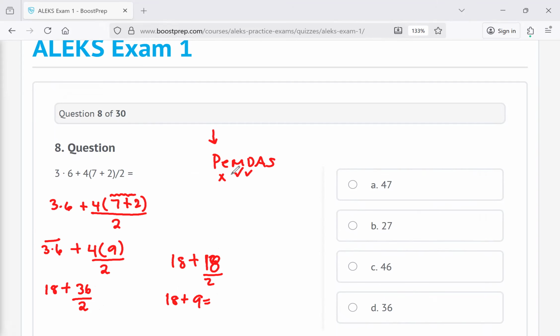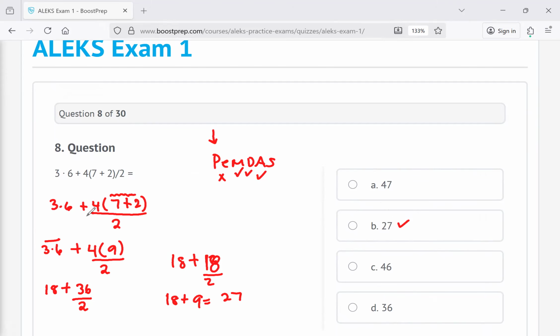And then the last one is addition, which we do. So 18 plus 9 is 27. Okay, so when you do these problems, just do what you haven't done, bring down what you haven't done, and just try to stay in order.